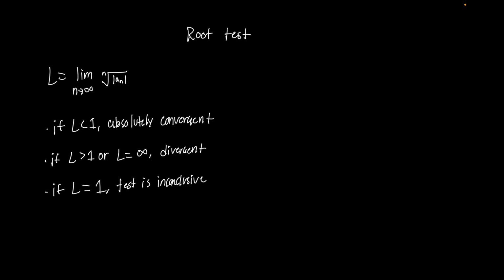Same thing for the root test, just a different formula. You just take the nth root of the absolute value of the term, and if your L value is less than 1, the series is absolutely convergent. If it's greater than 1 or equal to infinity, it's divergent. And if it's equal to 1, then the test is inconclusive.